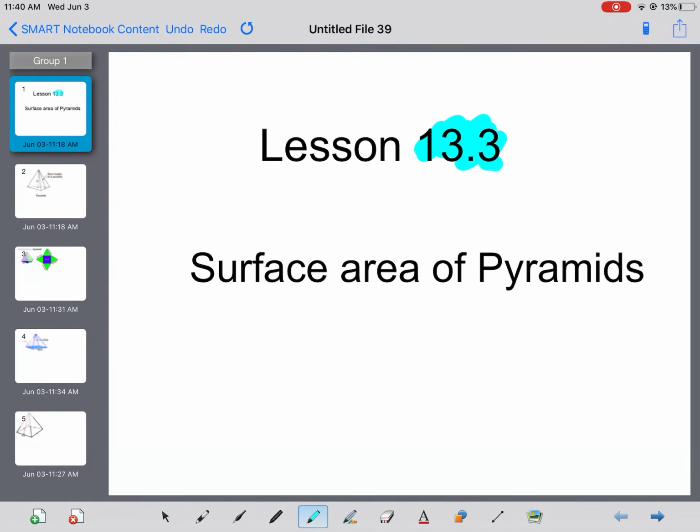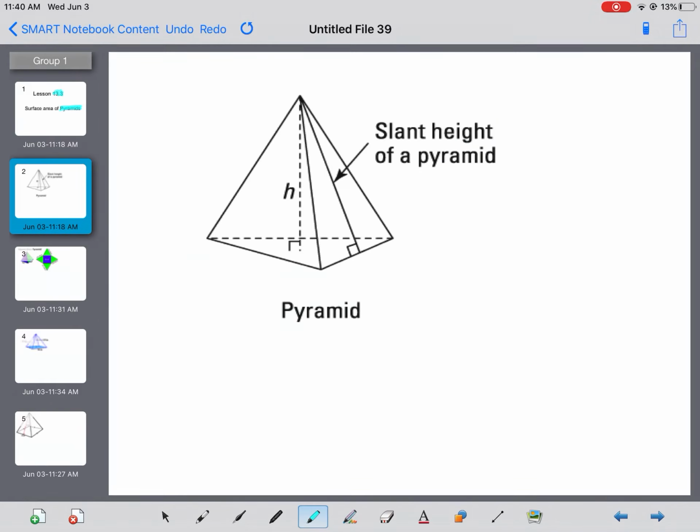So today we're talking about the surface area of pyramids, which is going to be actually pretty similar to yesterday's lesson on the surface area of prisms. So here I have a triangular pyramid. Remember that a pyramid, the way it's different from a prism, is that all the different faces come together at the top to make a point. That's how a pyramid is different than a prism.